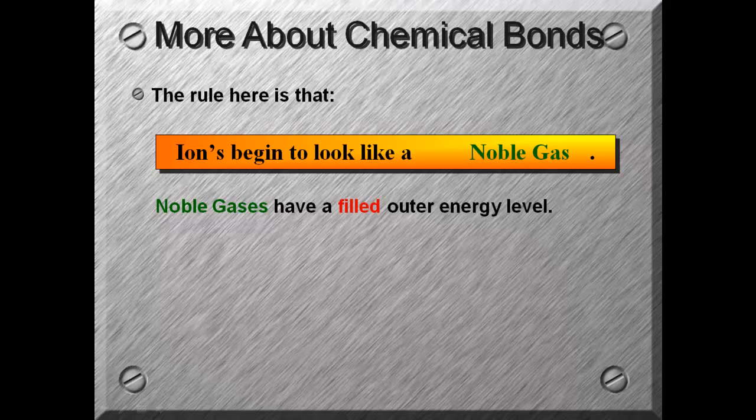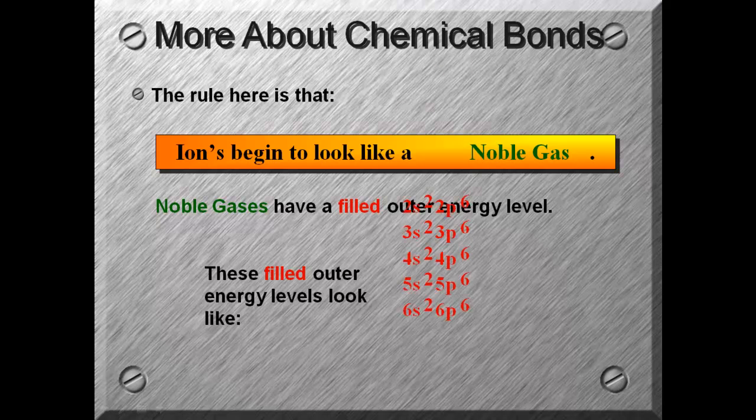Noble gases have a filled outer energy level. They look like this. This is why noble gases will not react, because they're very stable with their outer energy levels having 8 electrons in them.